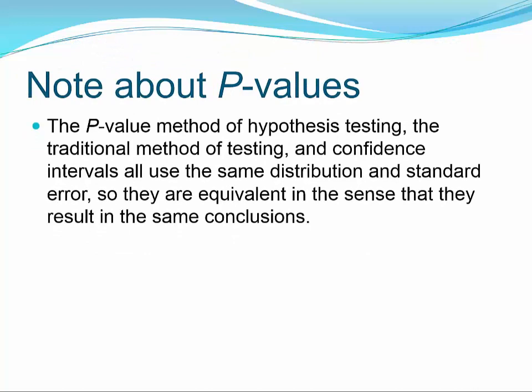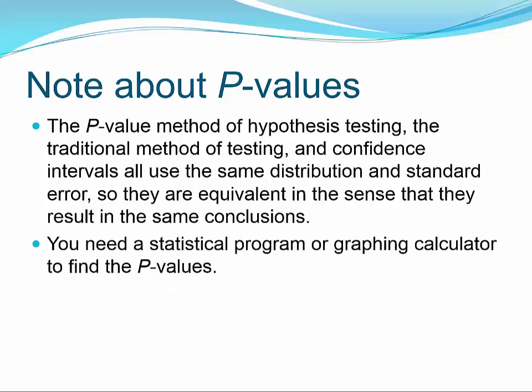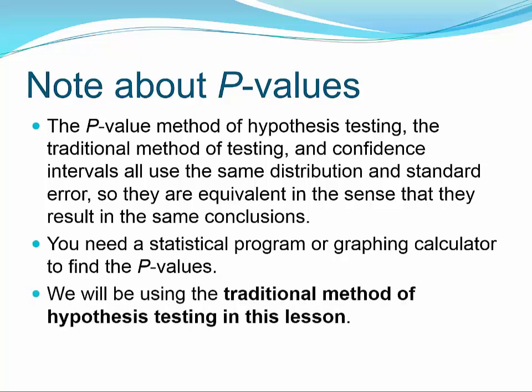The p-value method of hypothesis testing and the traditional method of testing and confidence intervals all use the same distribution and standard error, so they are really equivalent in the sense that they result in the same conclusions. You have to have a statistical program or a graphing calculator to find exact p-values. So we are going to use the traditional method of hypothesis testing. This is also sometimes referred to as the confidence interval method.